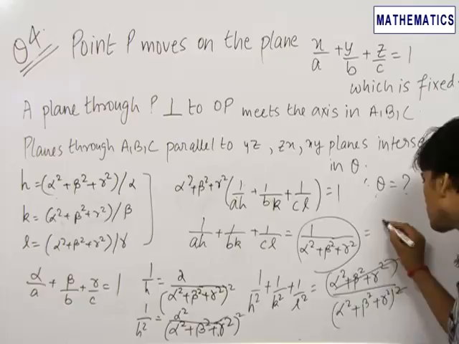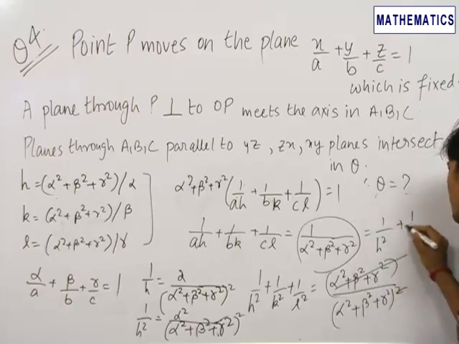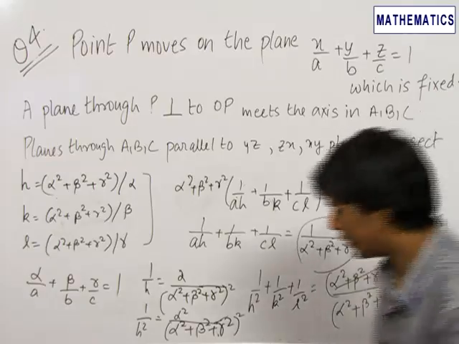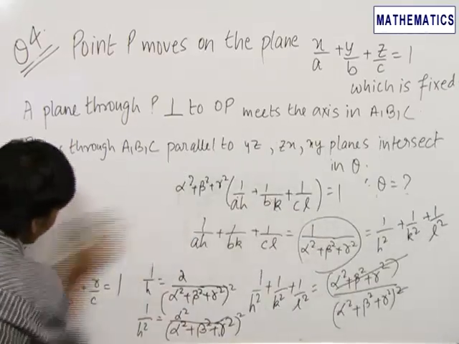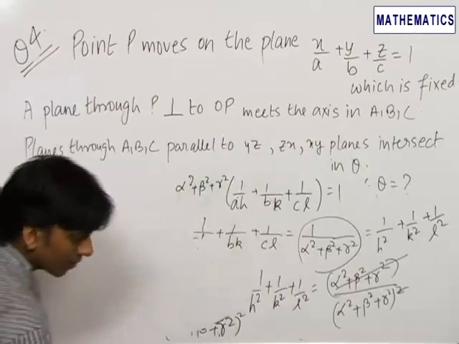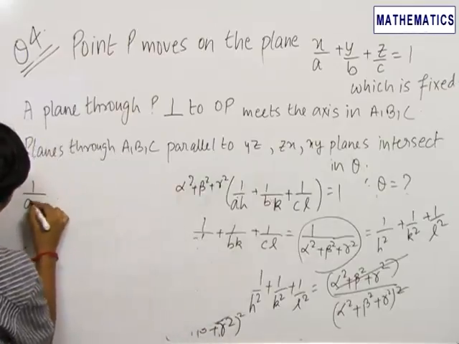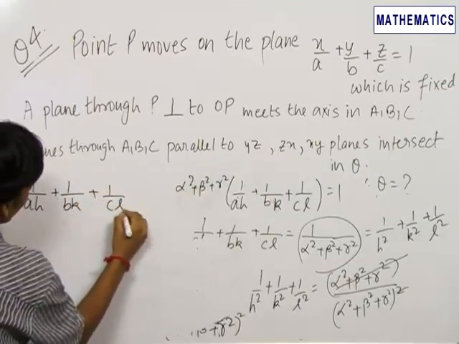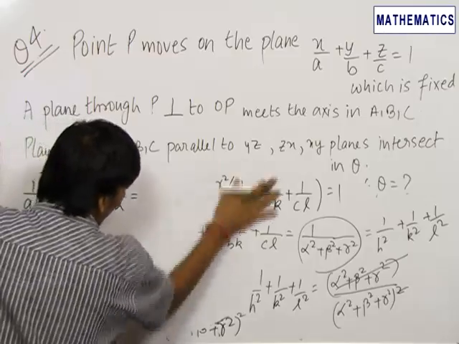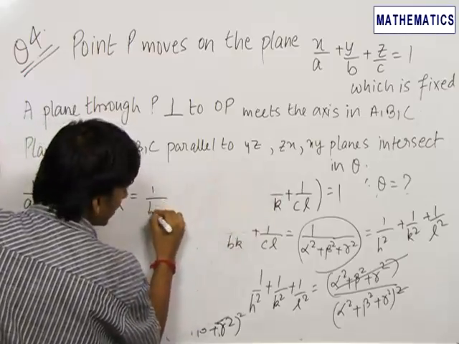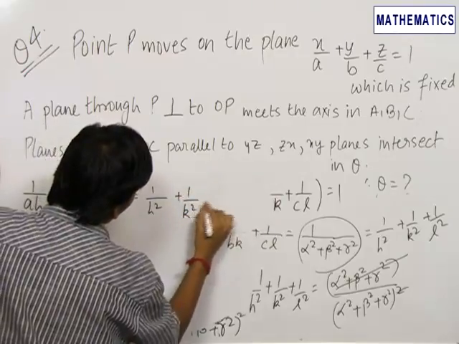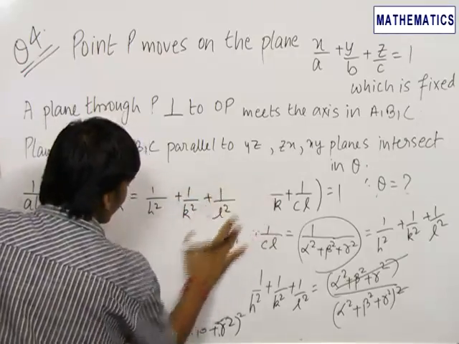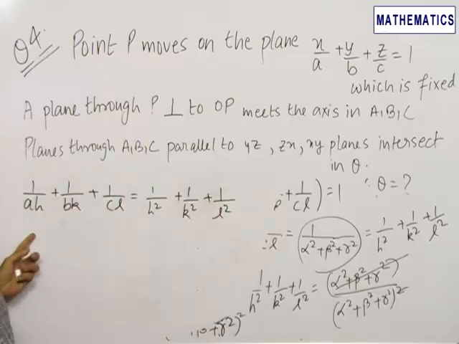So therefore we get our required relation in h, k and L, that is 1 upon ah plus 1 upon bk plus 1 upon cl is equal to 1 upon h square plus 1 upon k square plus 1 upon L square. Now we have got a relation which is fully in terms of h, k and L.